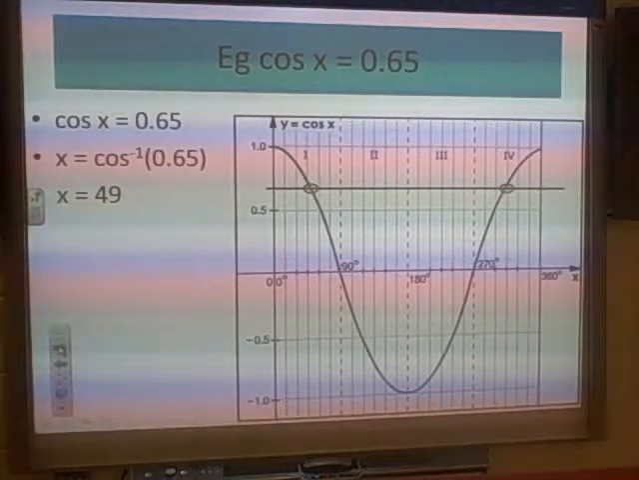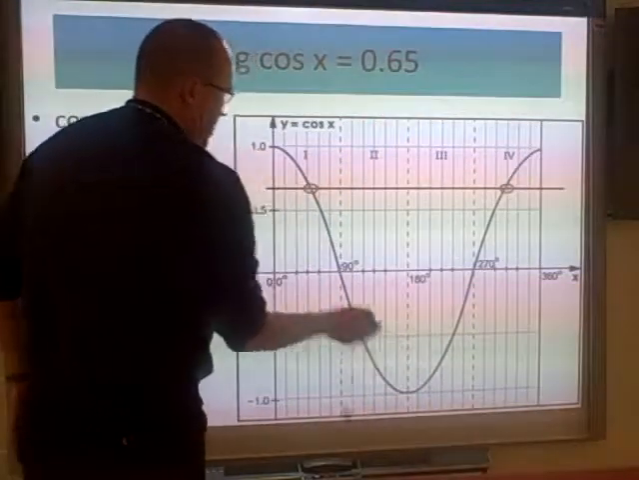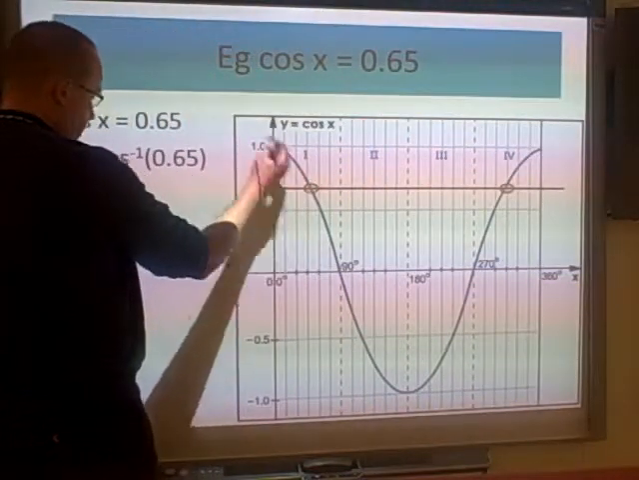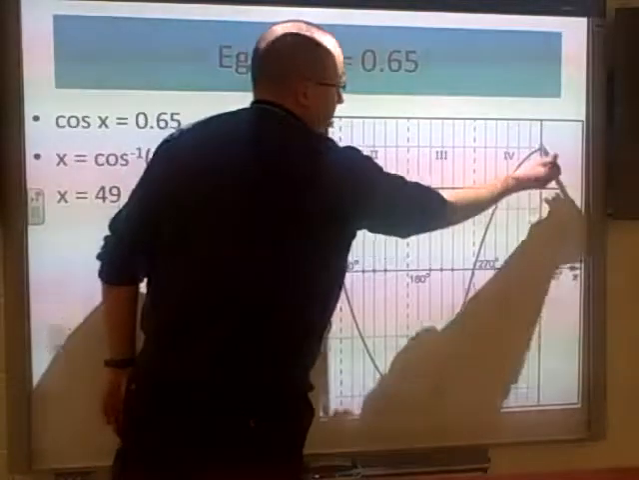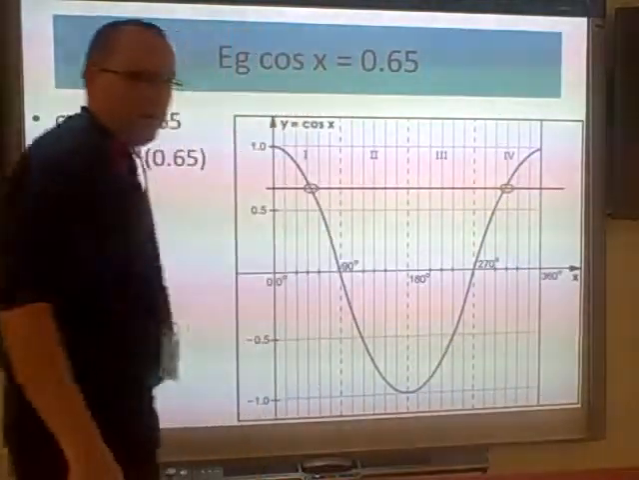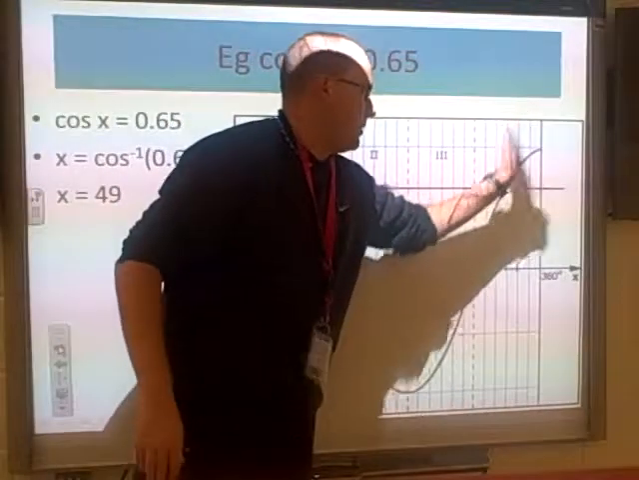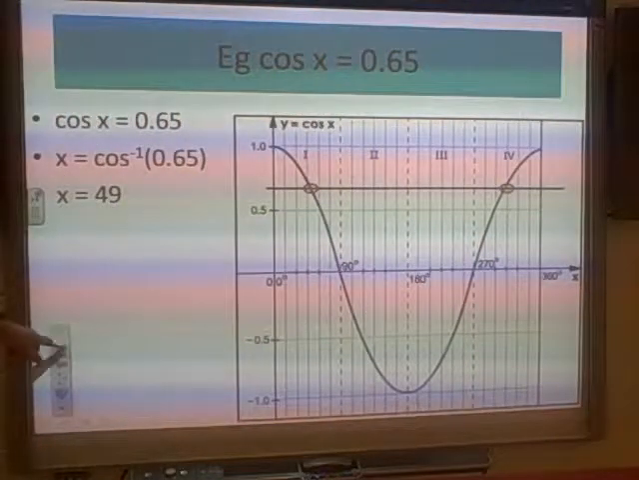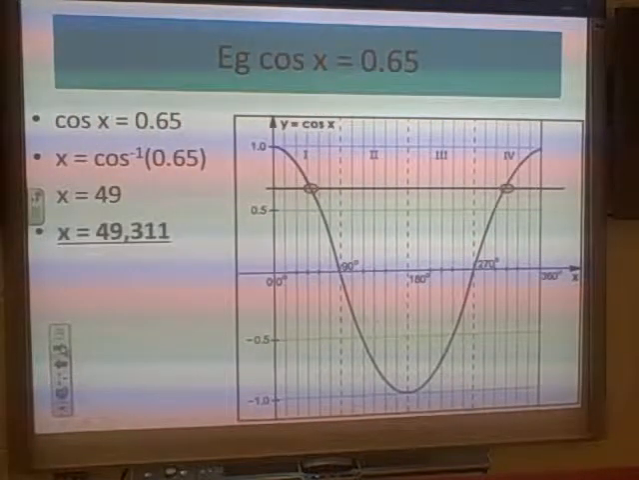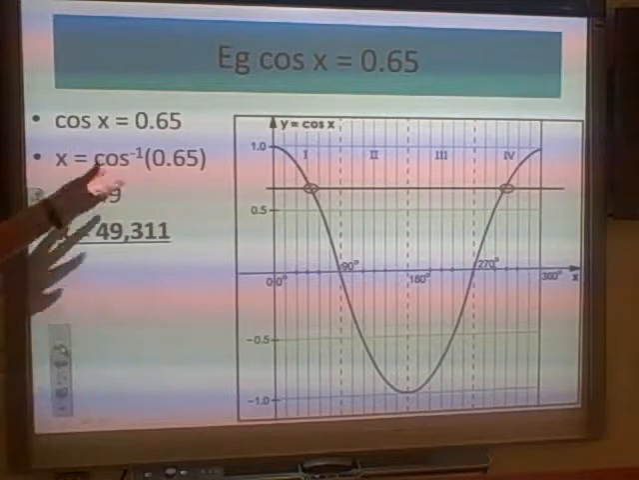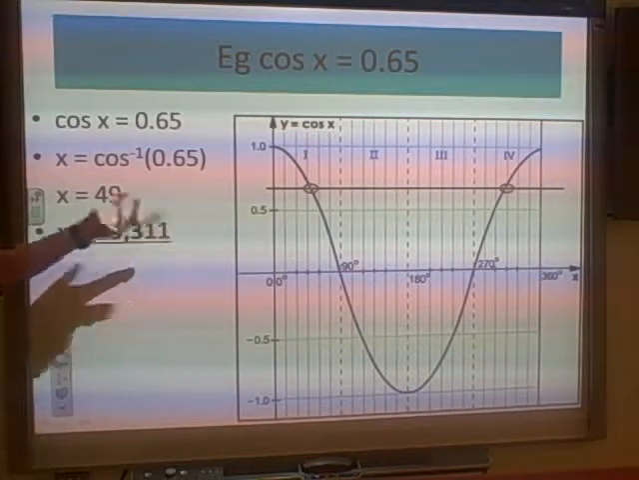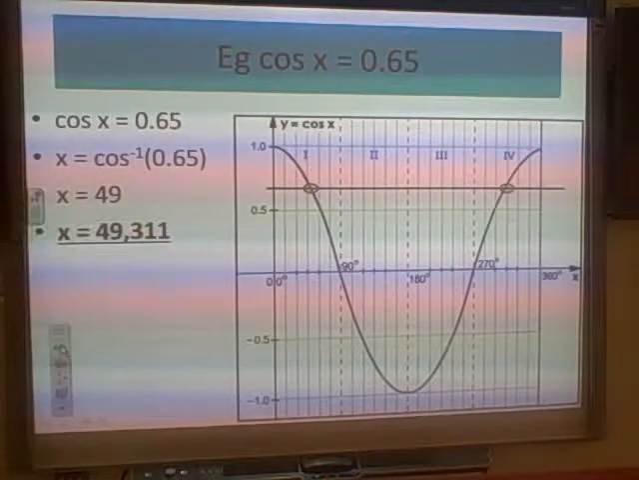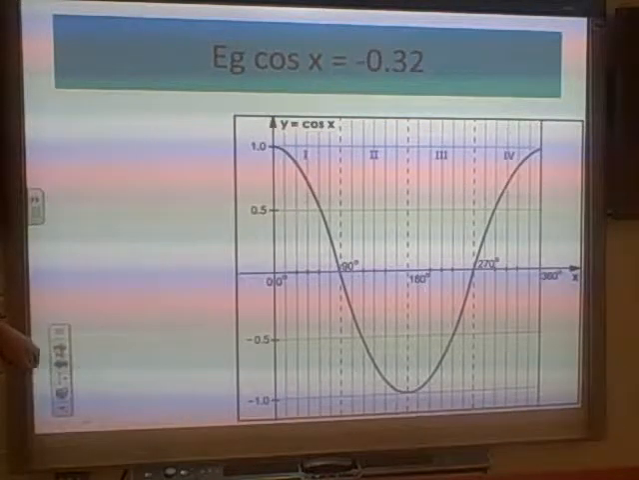The thing about cosine is that it's symmetrical about 180 here. So if I know this distance here is 49 degrees, this distance here must also be 49 degrees. So this is 49 degrees less than 360, and I can work out what that answer is. For cosine, your two answers together add up to 360, and that's a rule that you should go ahead and learn. So what I actually did here is 360 take away 49 to give me 311, but your two answers should add up to 360.